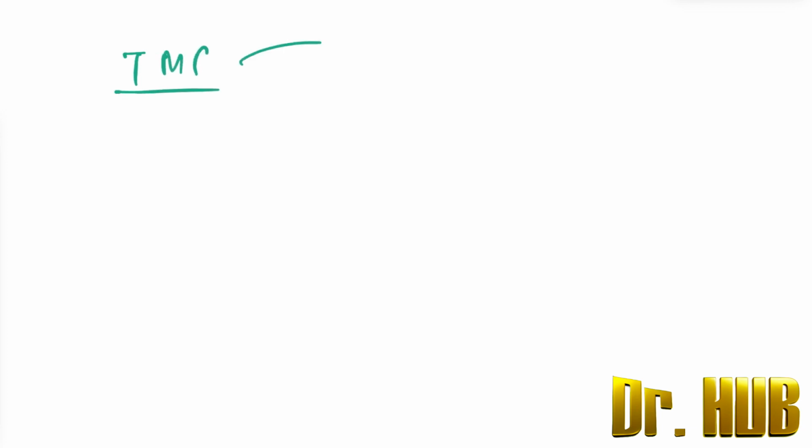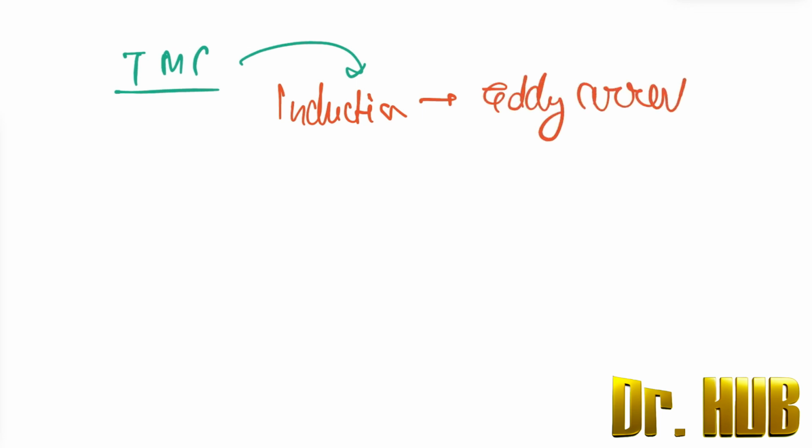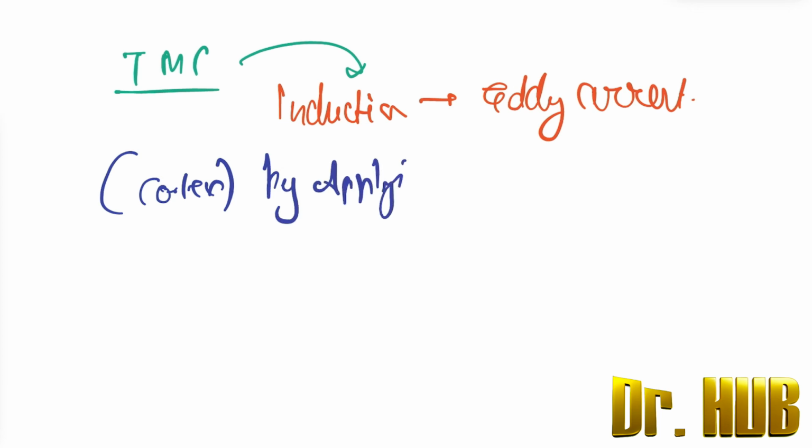Now, let's look at transcranial magnetic stimulation, which we look at as TMS. The principle is the induction of eddy currents. There is induction of eddy currents in the cortex by applying magnetic fields.